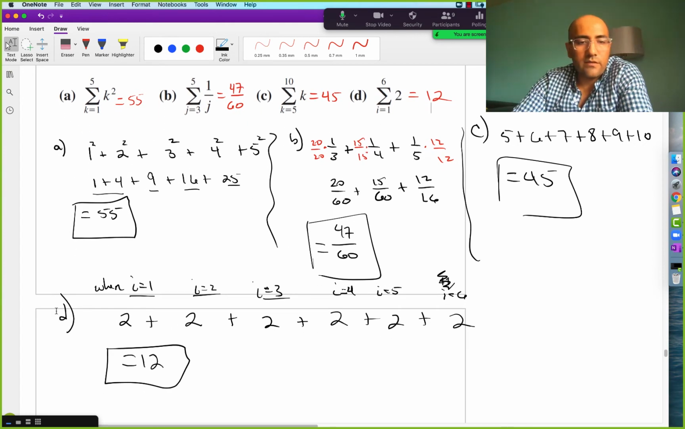And is it okay with D? I think D is the trickiest one, right? Because there isn't even an index there. So like, what the heck do I do? There is no i, right? So what we do by default is just add the constant that's there. So for D, we just go ahead and use the 2 there 6 times. Correct. Mm-hmm.